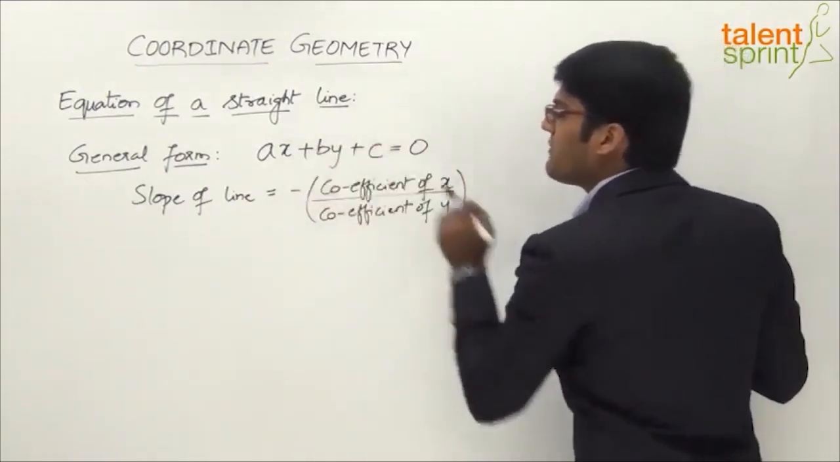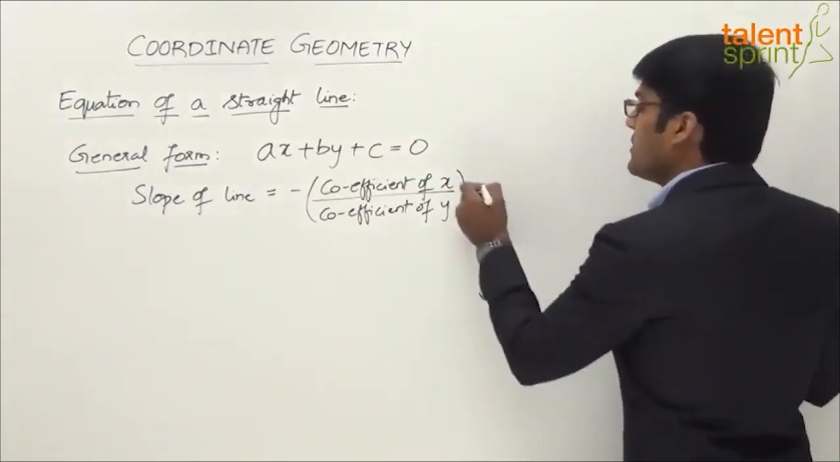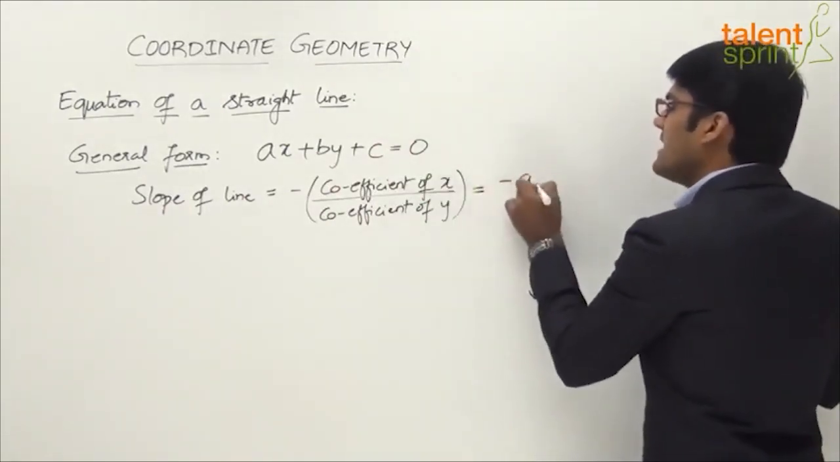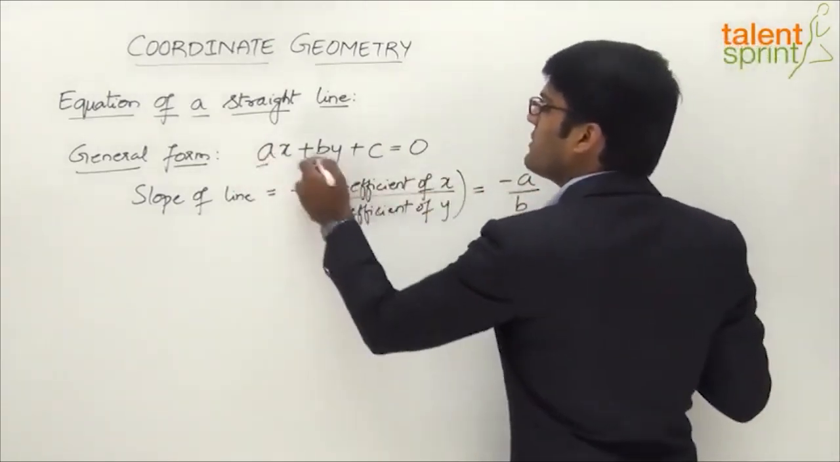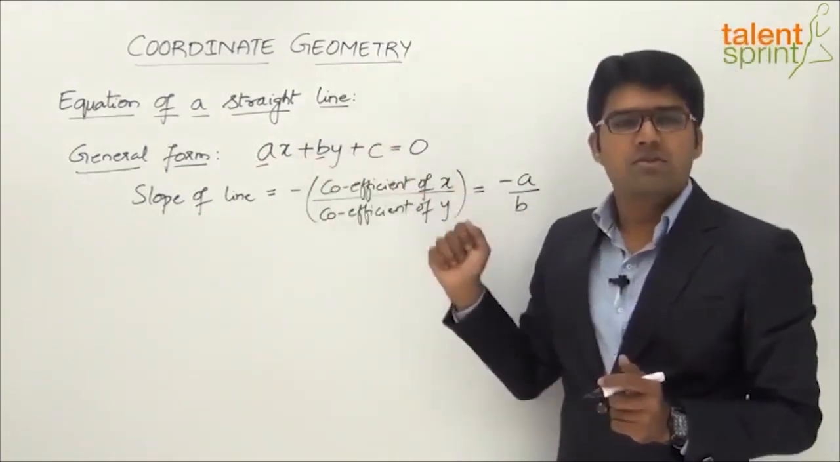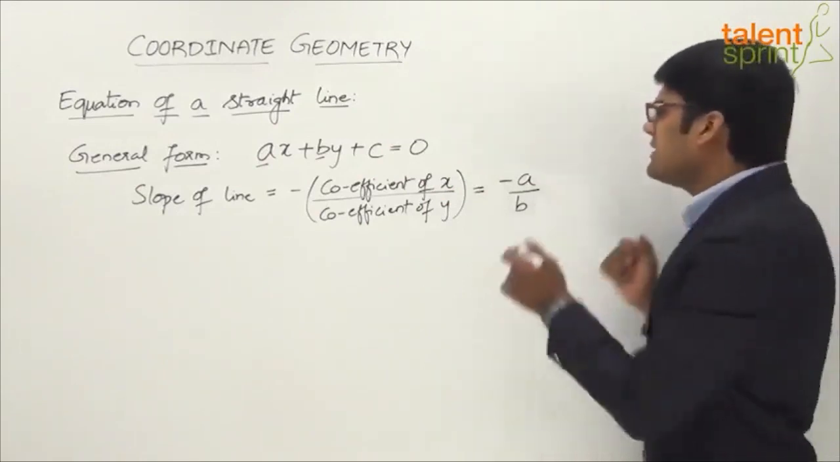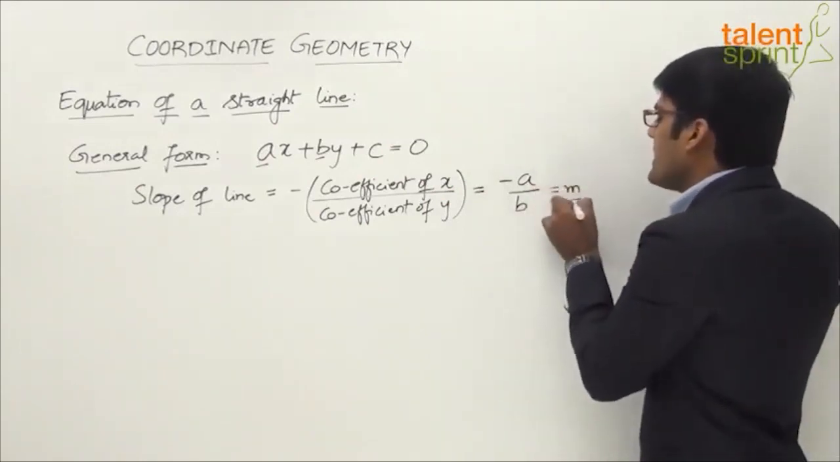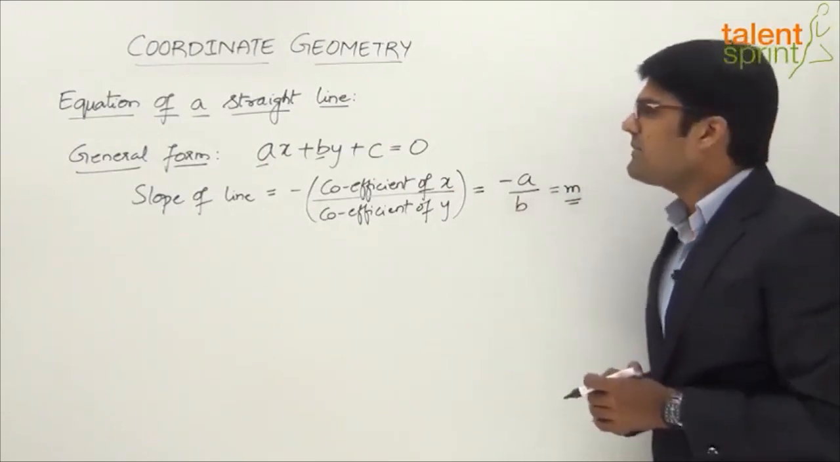Right? So if you look at the general form, it is ax plus by plus c equals to 0. So we can say the slope is minus a by b, where a is the coefficient of x and b is the coefficient of y. So if we have a linear equation, which is the equation of a straight line, we can say the slope of the line is minus a by b. It is equal to m, right? In general, we denote the slope as m. So m can be taken as minus a by b.